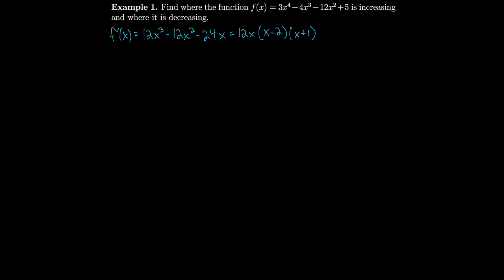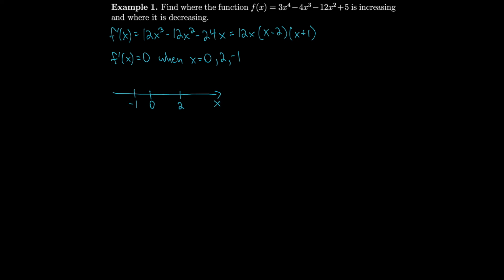Okay, we want to know where this thing is positive and where it's negative, because that's where the function will be increasing or decreasing. So let's look for where it equals 0. So the derivative is 0 when x equals 0, that's this guy, or when x equals 2, that's this guy, or when x equals minus 1. So if I draw a little number line for x values, I'll put in minus 1, I'll put in 0, and I'll put in 2.